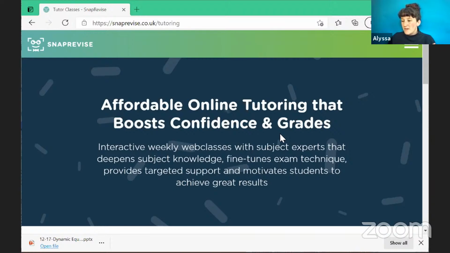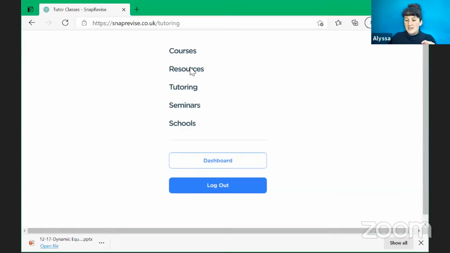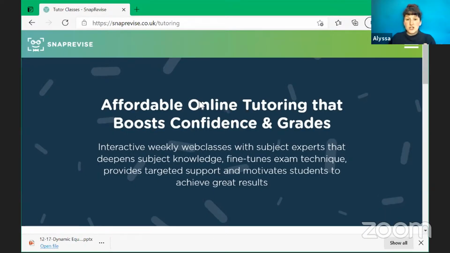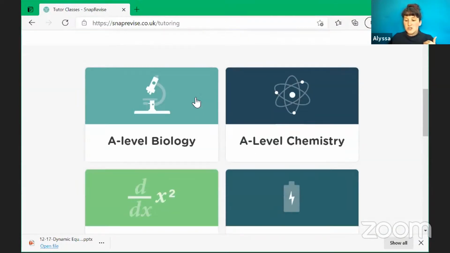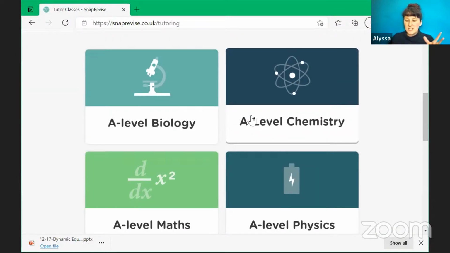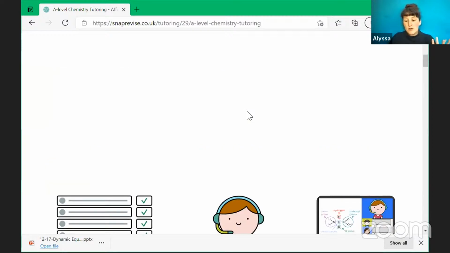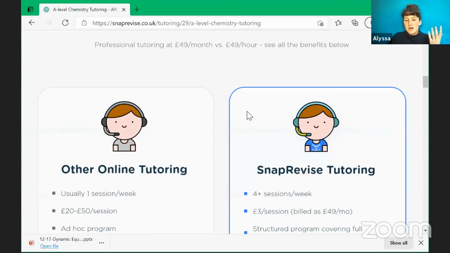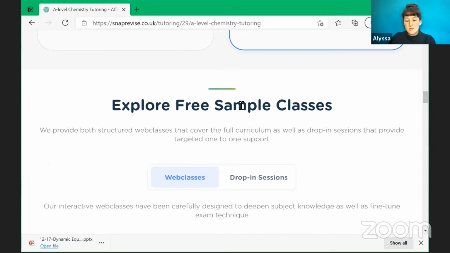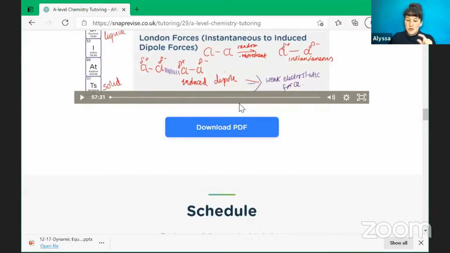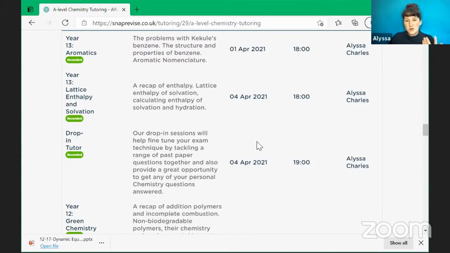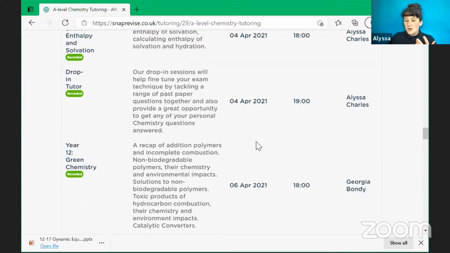I'm currently already on the tutoring page, but if you click on the hamburger sign on the top right, and then click on tutoring, it'll take you to the tutoring page. If you scroll down, find A-level chemistry, if that's what you're interested in, which obviously I am. Scroll down to the bottom and it shows you everything that we offer, including some more videos, so you can see some free sample classes. And right at the bottom is a schedule. So it shows you all the classes that we have coming up.